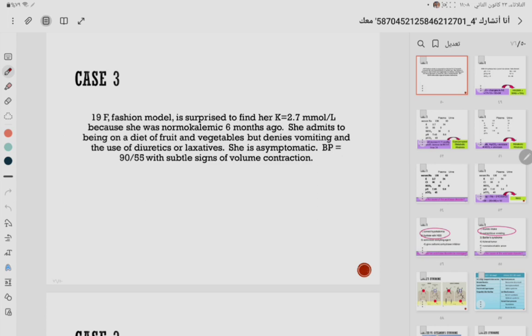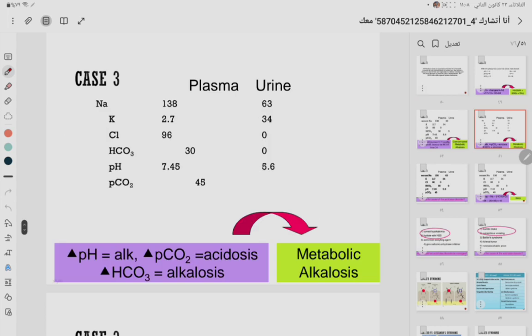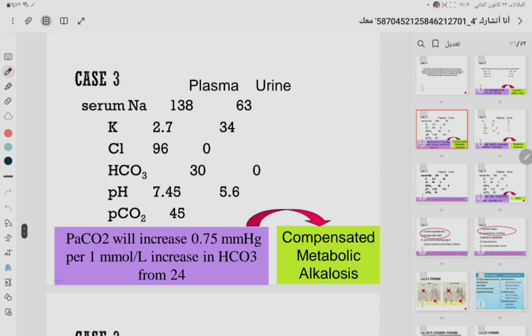pH 7.45, it's alkalotic. Metabolic alkalosis, and the CO2 is 45, bicarb 30. Let's go toward the calculations. Expected PCO2 in metabolic alkalosis: the rise in bicarb times 0.75. So we expect it to be 45.5, and the CO2 is the same, so it's a simple compensated metabolic alkalosis.